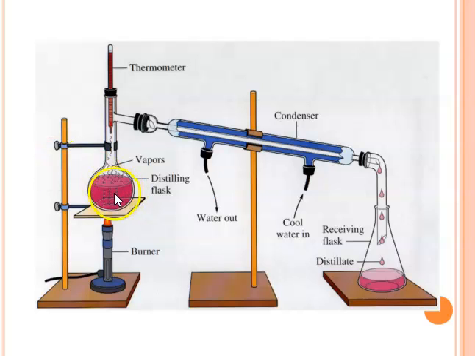But this is good for separating things that have different boiling points. So you can separate a solid and a liquid. Salt water, if I put salt water in here and I heated it up, the water is going to boil off. It'll all collect over here, and this will all be left with the salt. But it's also really good for separating two different liquids, like alcohol and water.